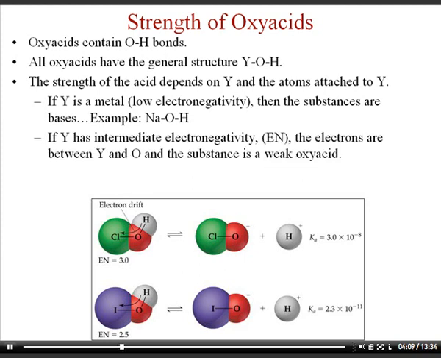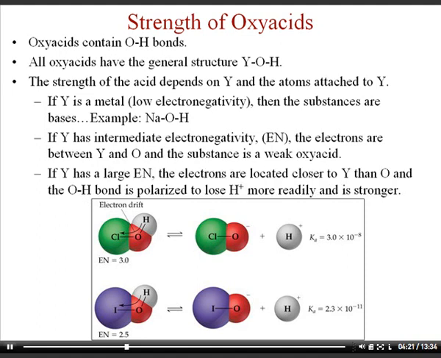floating around in the solution, and it's classified as a base. If Y has an intermediate electronegativity, then the electrons between the Y and the O in the substance are what you're going to have stuck together, and then you can classify it as a weak oxyacid.